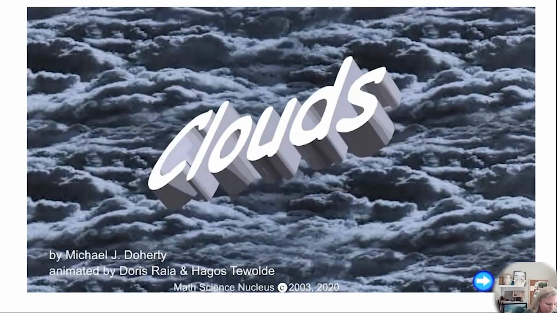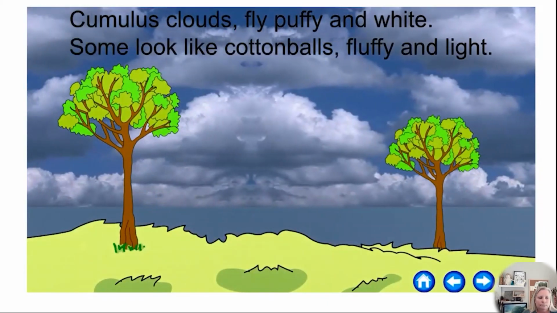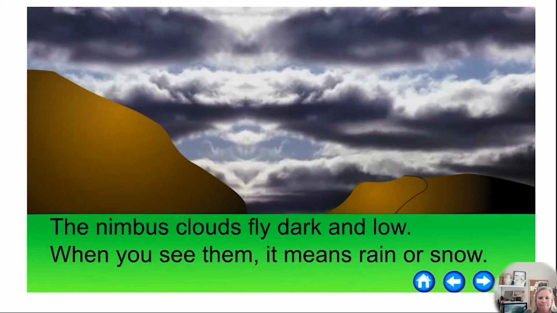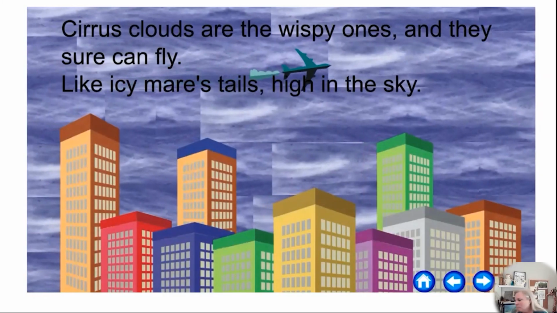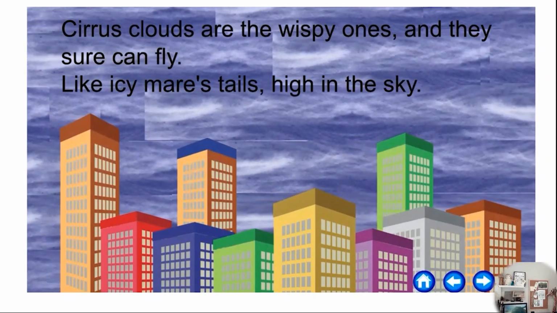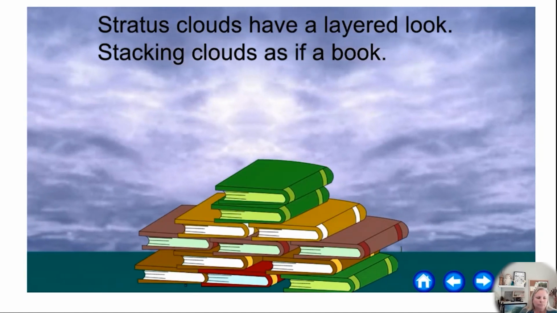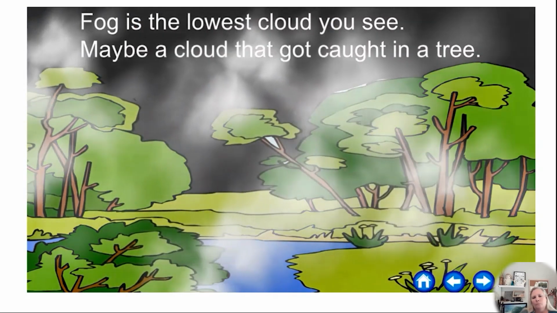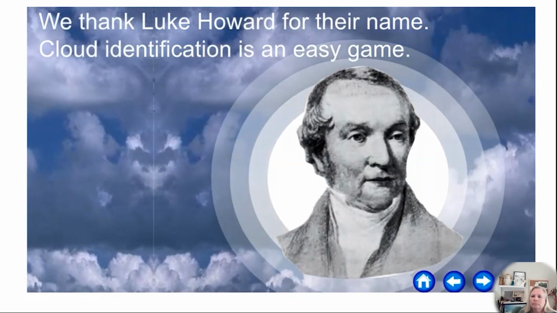Clouds by Michael J. Dougherty, animated by Doris Rea and Hagos Tewaldi, read by Phoebe Chen. Cumulus clouds fly puffy and white. Some look like cotton balls, fluffy and light. The nimbus clouds fly dark and low. When you see them, it means rain or snow. Cirrus clouds are the wispy ones, and they sure can fly, like icy mare's tails, high in the sky. Stratus clouds have a layered look, stacking clouds as if a book. Fog is the lowest cloud you see, maybe a cloud that got caught in a tree. We thank Luke Howard for their name. Cloud identification is an easy game.